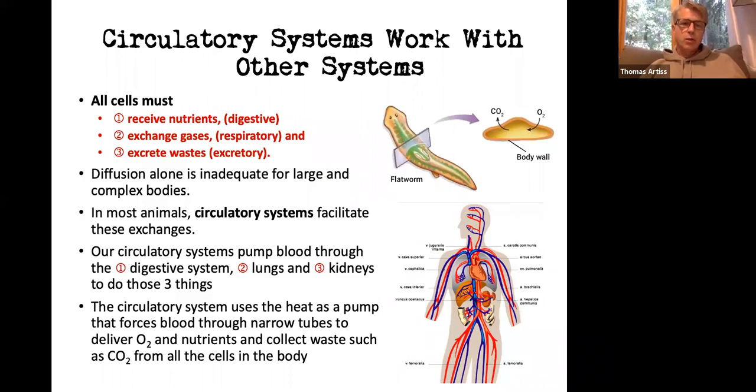We also need a system that will move respiratory gases. So this includes, obviously, carbon dioxide and oxygen. We typically breathe in high levels of oxygen, which diffuse into our blood. The blood circulates those oxygen molecules around the body. And as it does so, it exchanges it for carbon dioxide, which you may remember is a waste product from cellular metabolism.